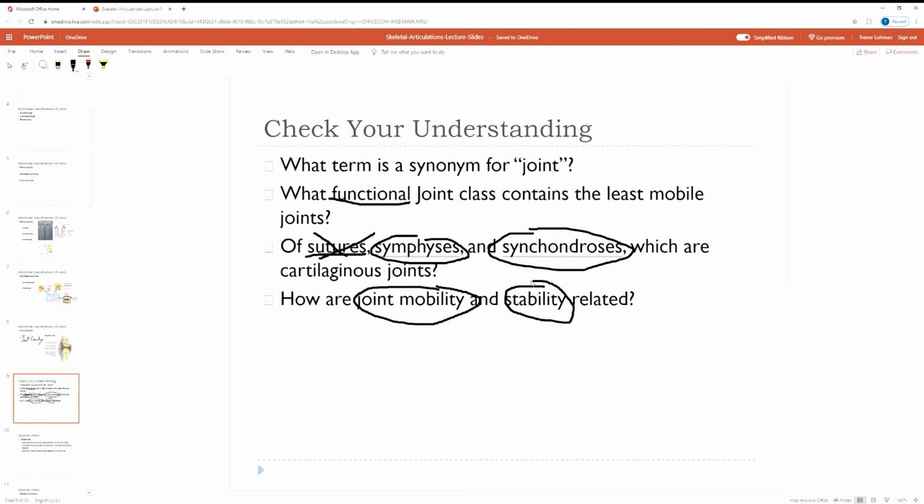How is joint mobility and stability? Oh boy, guys, I'm sorry, I'm yawning. I hope I didn't make you yawn. That's a bad sign if I'm yawning. It's late. So how are they related?